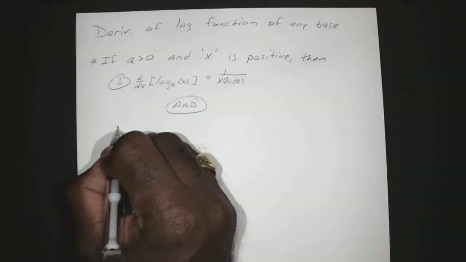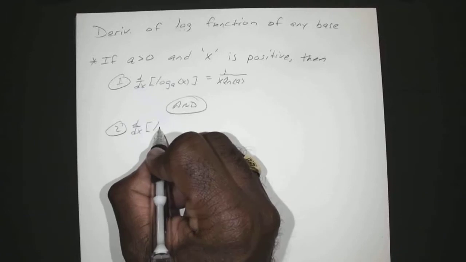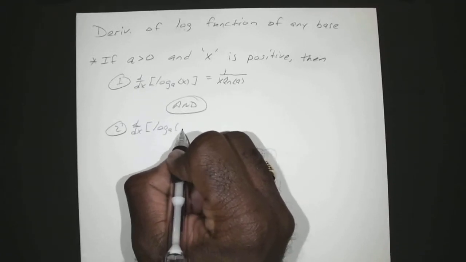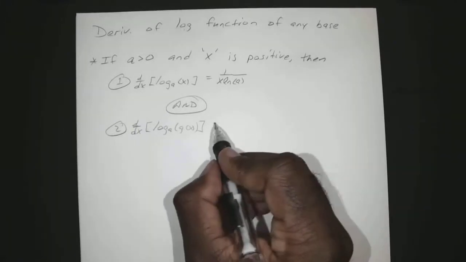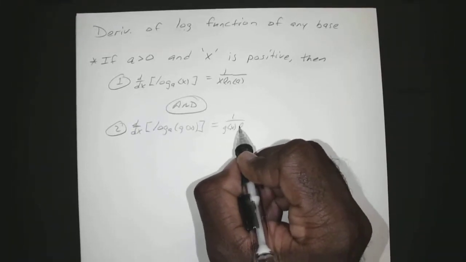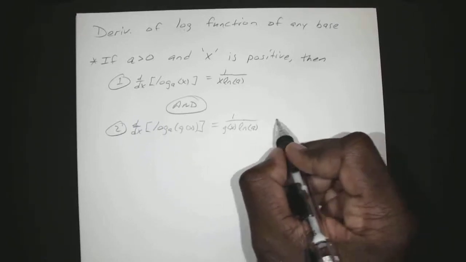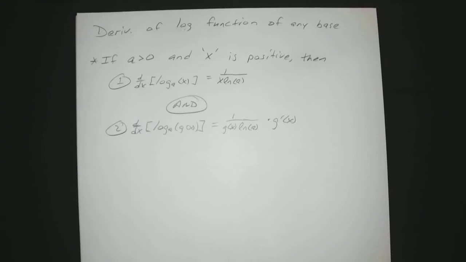And the derivative of log base a of some g of x is equal to 1 over g of x times natural log of a times g prime of x. Or you can make it g prime of x over g of x natural log of a.